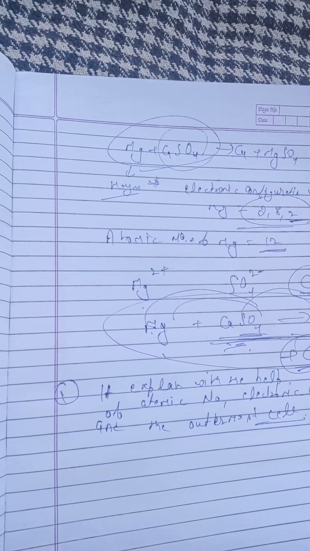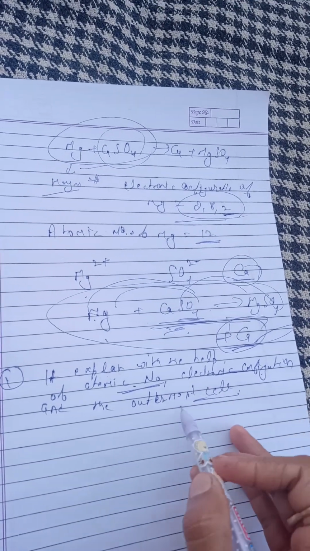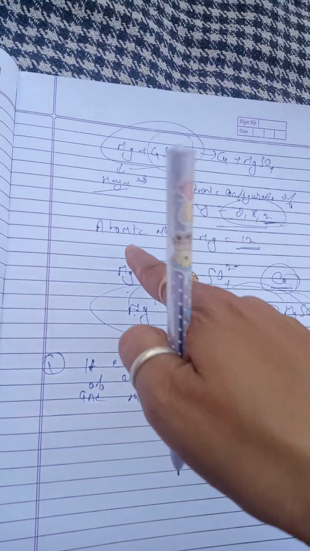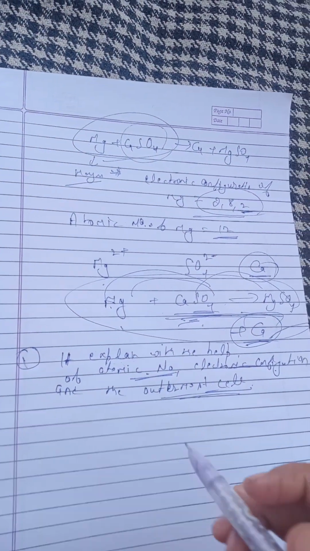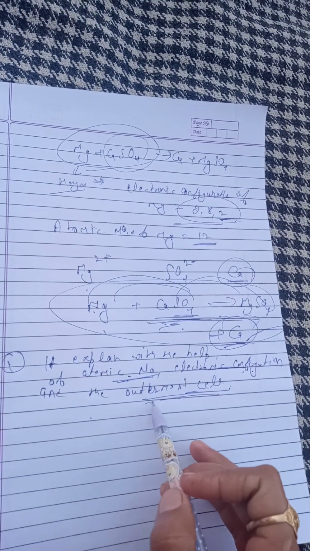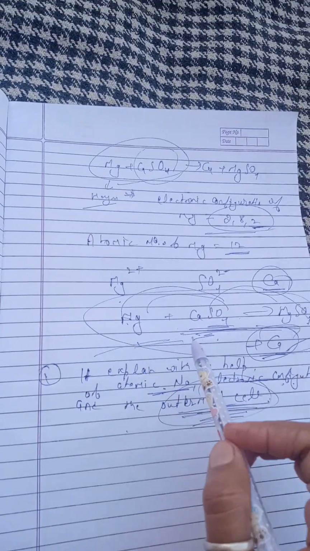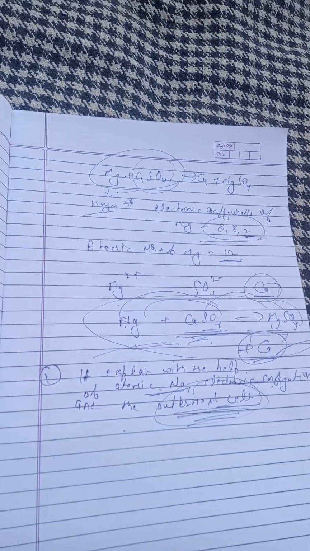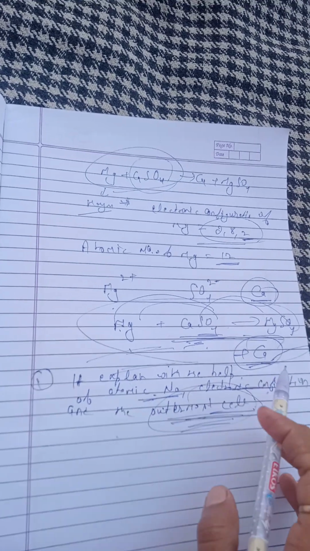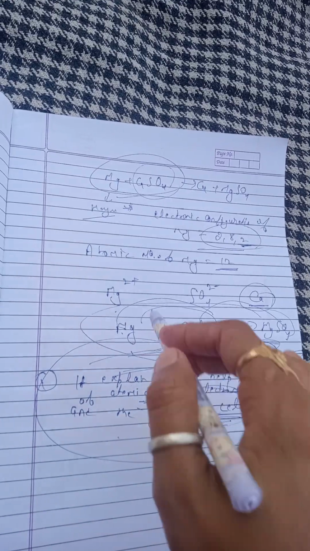If we have knowledge of the atomic number, the electronic configuration, and the outermost shell, then from this we can explain all reactions. If we do not have any knowledge of the atomic number, the electronic configuration, and the outermost shell, then we cannot define any reaction. So when we solve any equation, we need knowledge of the atomic number, electronic configuration, and the outermost shell, because all of them matter in the reaction.